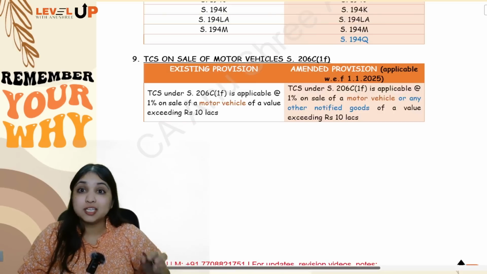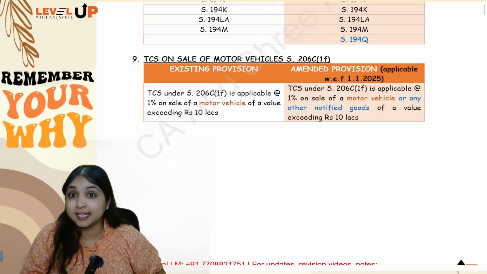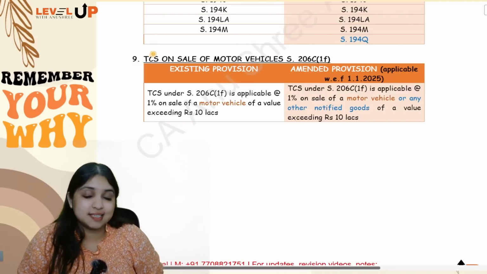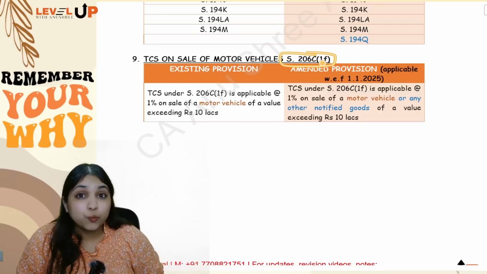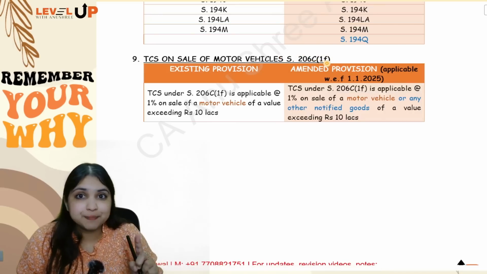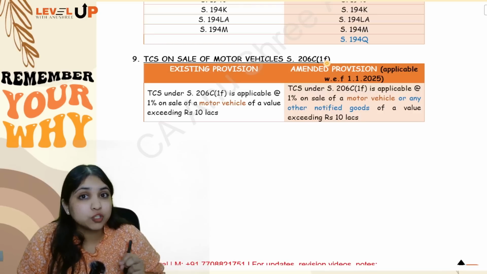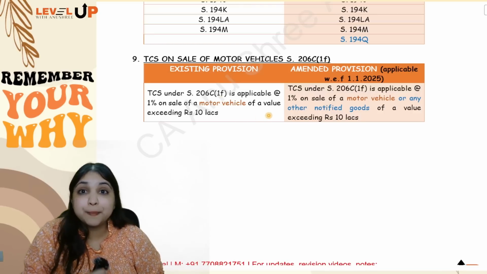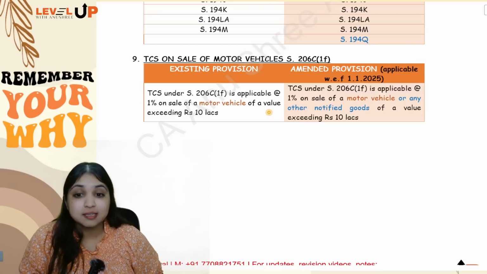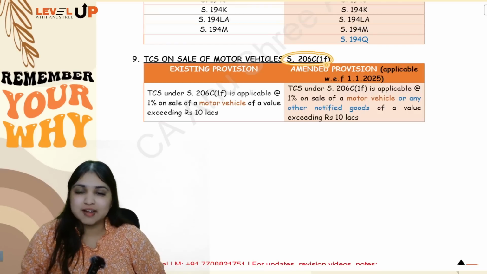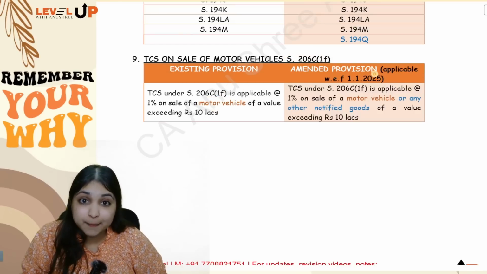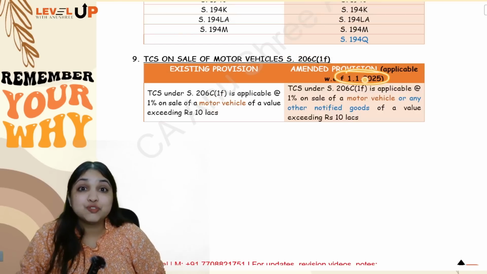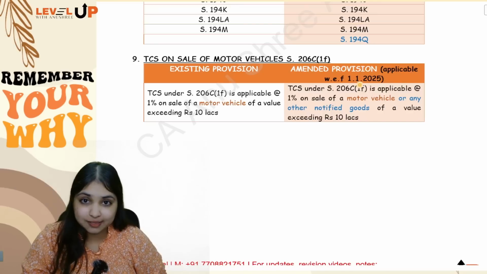Then coming to the last amendment in your TDS discussion, this is in TCS. In TCS, we have section 206C1F, where tax is collected at the rate of 1% against sale of motor vehicles if the consideration per vehicle is more than 10 lakhs. Now, section 206C1F was applicable only for motor vehicles. Now, the section has been amended, but this amendment is from 1st Jan 2025.